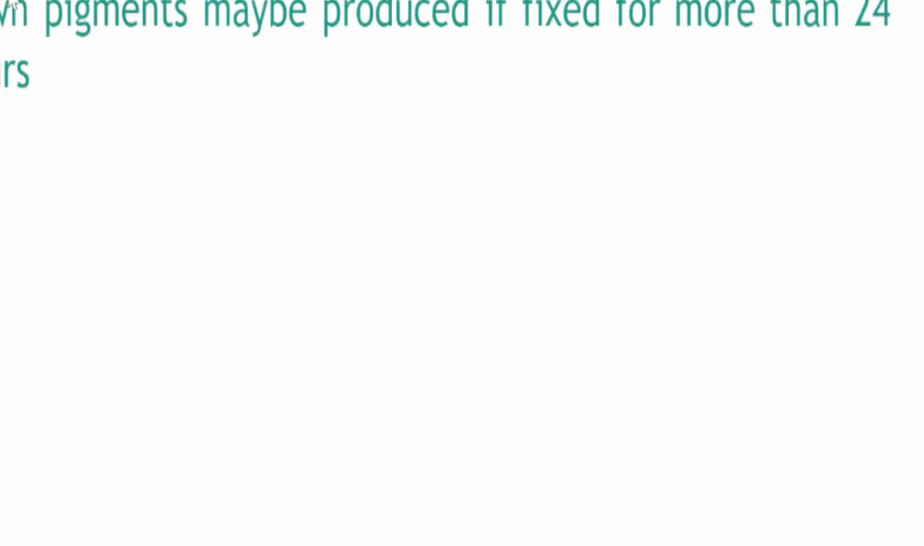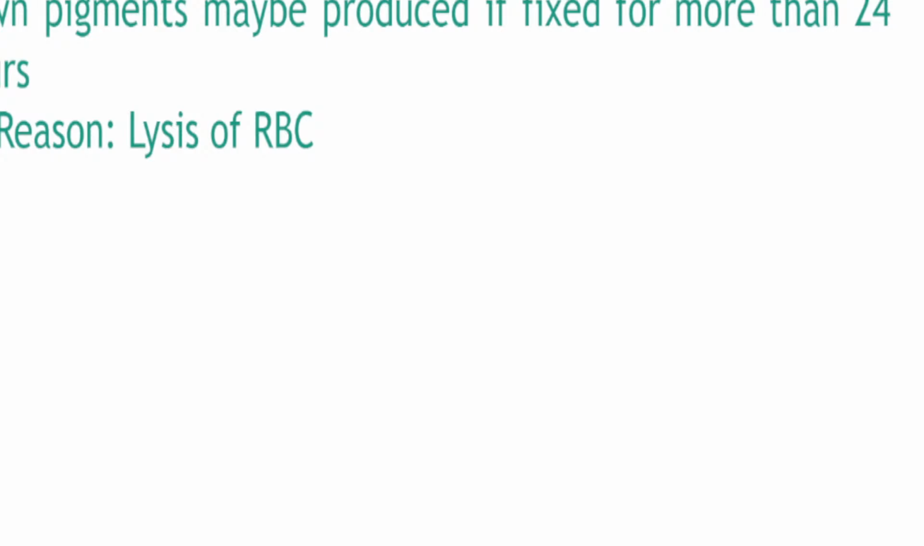Sometimes they will ask you questions, Zenker-formol. What is the composition? Okay? What's the other name? Helly's solution. What's Helly's solution for? Microanatomic fixation of the pituitary glands and the bone marrow. Okay? Let's move on. Brown pigments may be produced if fixed more than 24 hours. Okay.